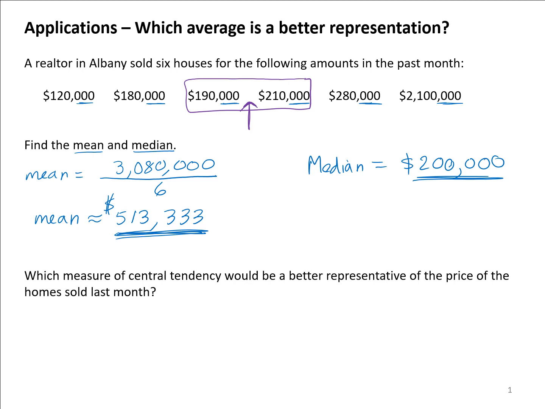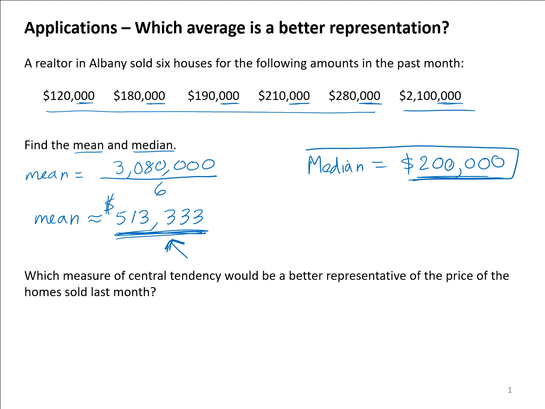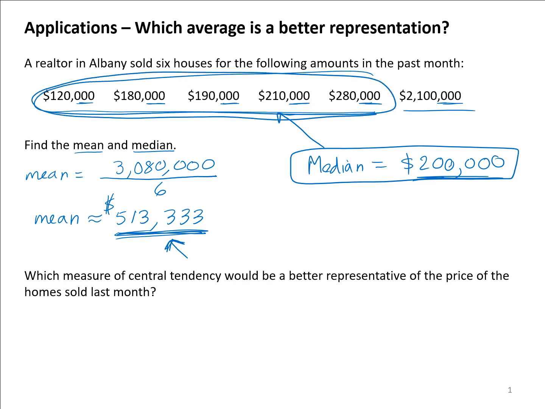So let's talk about which of those would be a better measure of these 6 data points, these 6 homes that were sold. If you think about it, this 513 is unlike anything we see. It's much higher than the first 5 and much lower than the last one. So that mean is kind of out there on its own. What's a little bit more representative of most of the data is the median, because the median is close to the first 5 out of the 6 data points.